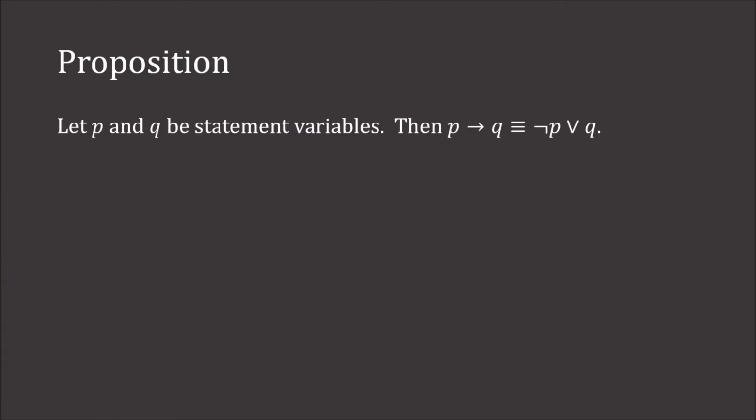So the proposition states that we can represent a conditional statement as a disjunction. If P and Q are statement variables, then P implies Q is logically equivalent to not P or Q. The proof is left to the viewer. Again, you just have to create a truth table, as we did in the previous example.